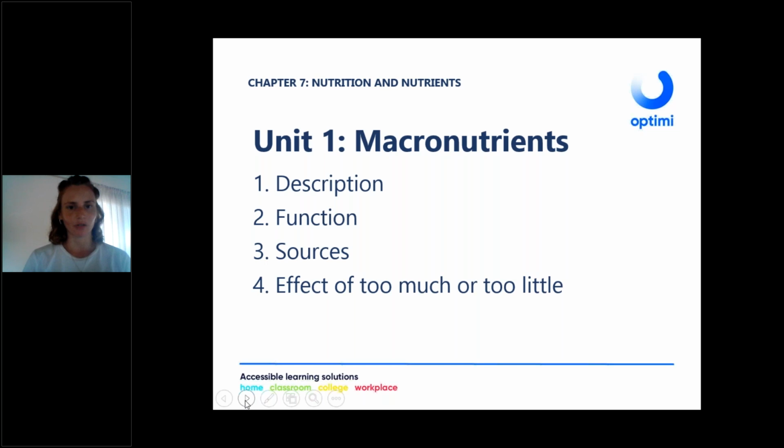The macronutrients are much easier than the micronutrients. Macronutrients are not so complicated, so it's nice to put that in a mind map so that you can see everything and know everything. Micronutrients is more difficult, so you will see you're going to maybe have more than one poster. But let's start off with macronutrients. The most important thing to know about the different macronutrients is the description, the function, the source, and what will be the effect of too much or too little.